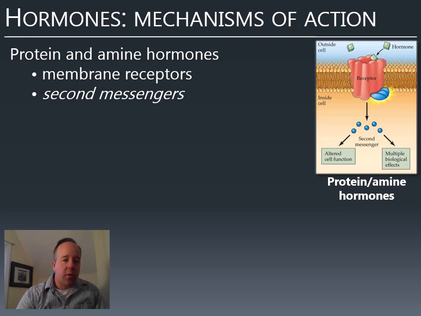And so this is how protein and amine hormones work, because they can't cross the cell membrane. They have to stay outside. And so they will bind to a receptor. That receptor will impact the internal processes of the cell.